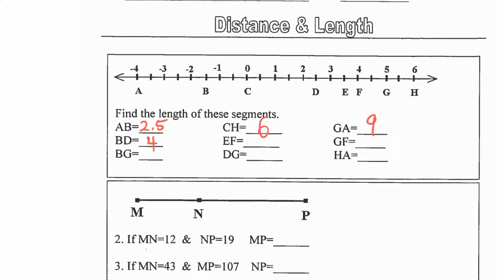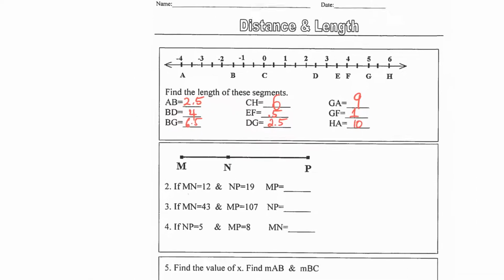All right. What about EF? It's half. GF is 1. Okay, BG is 6.5. DG is 2.5, and then HA is 10. Okay.